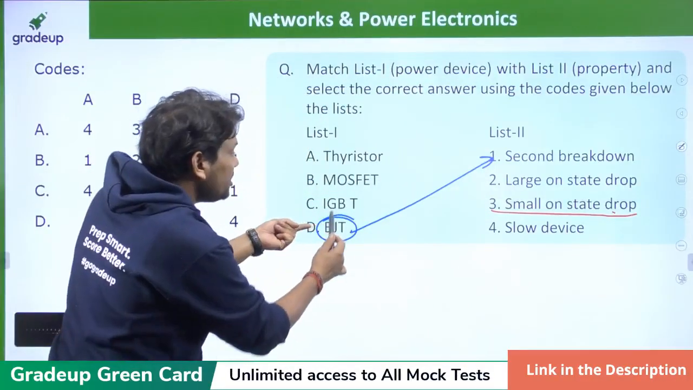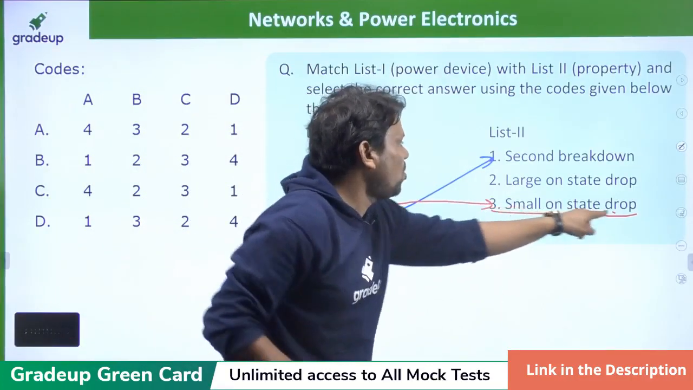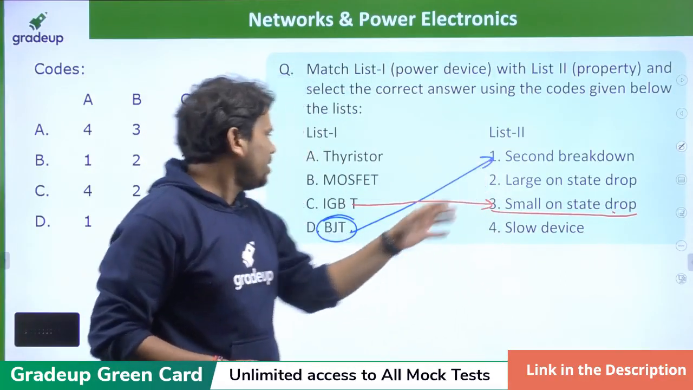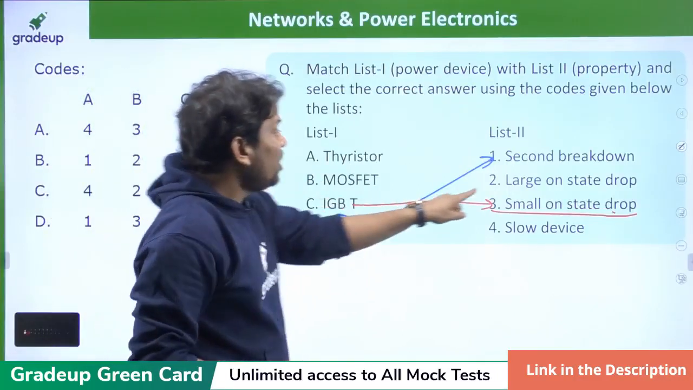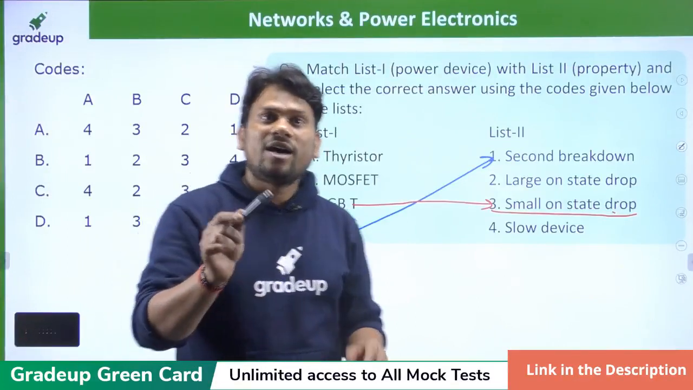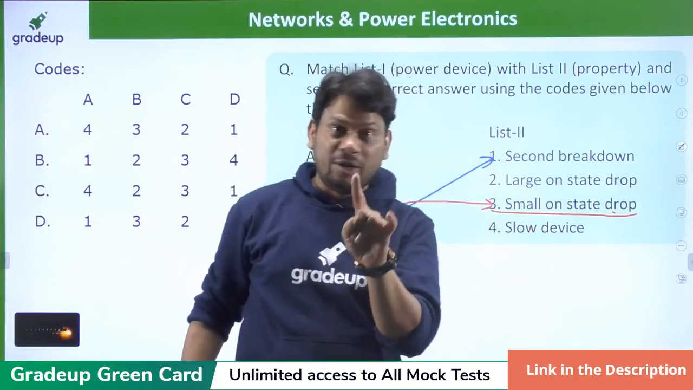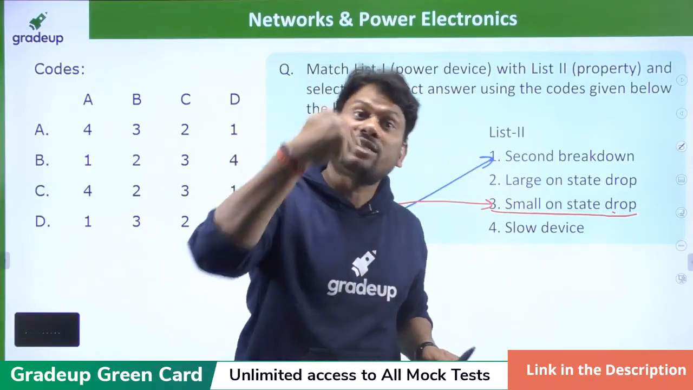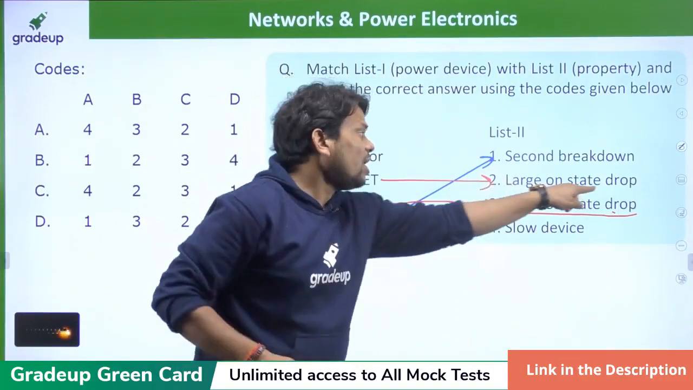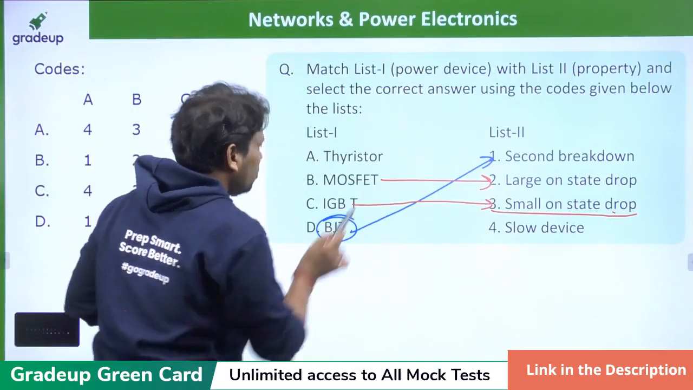Now, IGBT is the modified version of BJT, so IGBT will provide a small on-state drop. So for C, that option will be 3. Is it clear? Now what about MOSFET? Large on-state drop and slow device. MOSFET is not a slow device. MOSFET frequency is highest, so MOSFET is the fastest device. I repeat, MOSFET is the fastest device, so it is not slow. MOSFET introduces a large on-state drop. Now thyristor is the slow device.